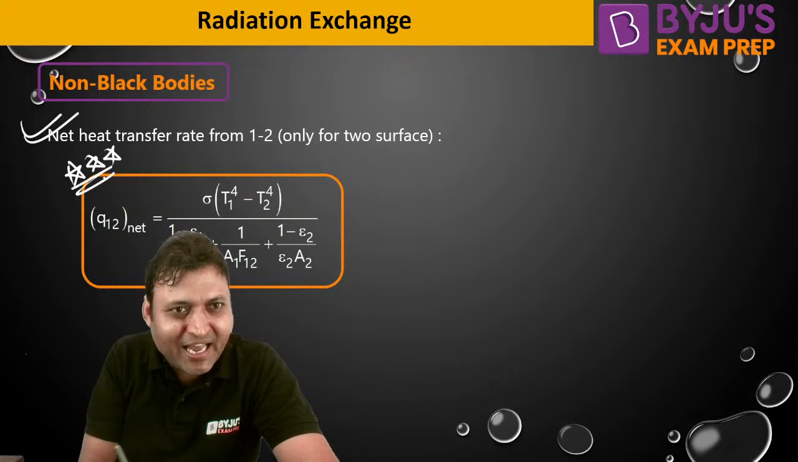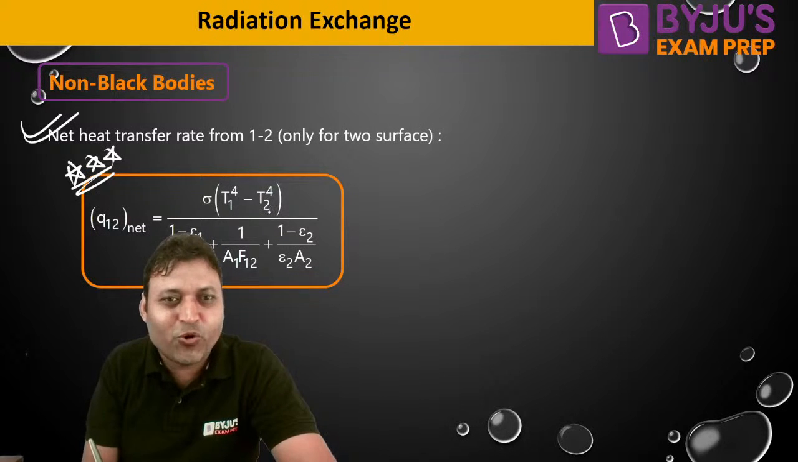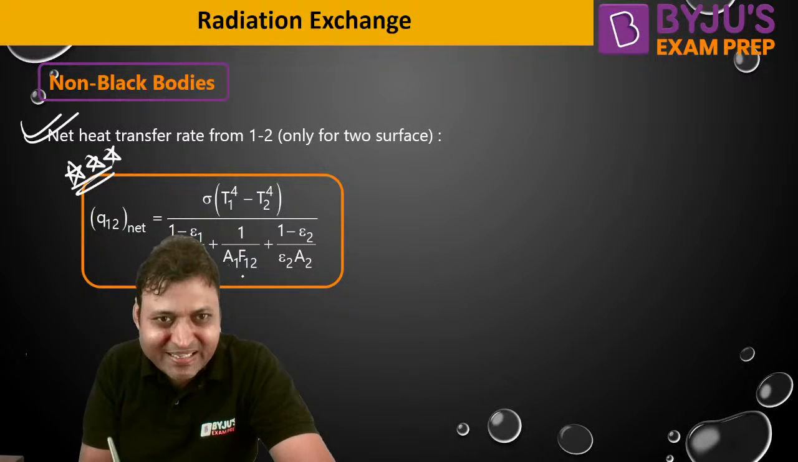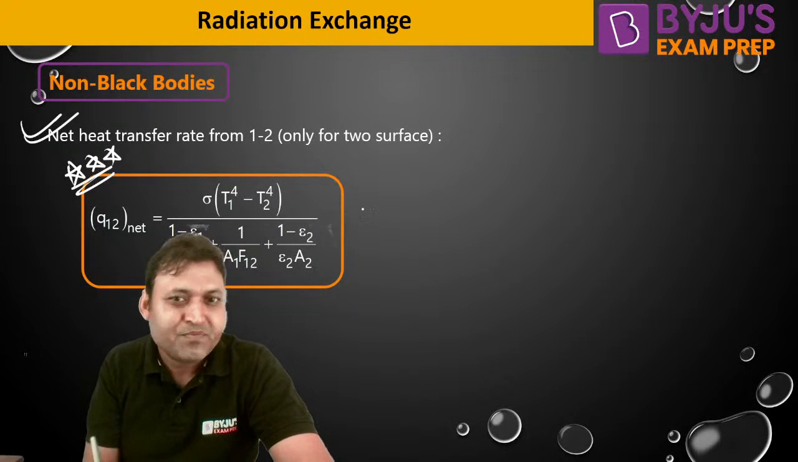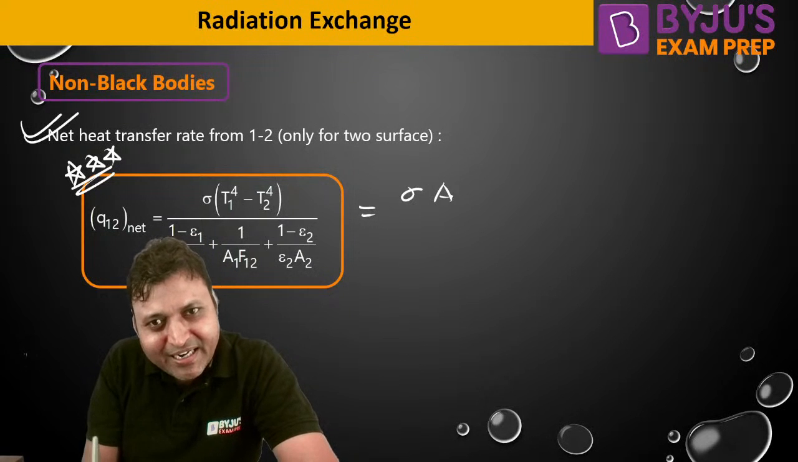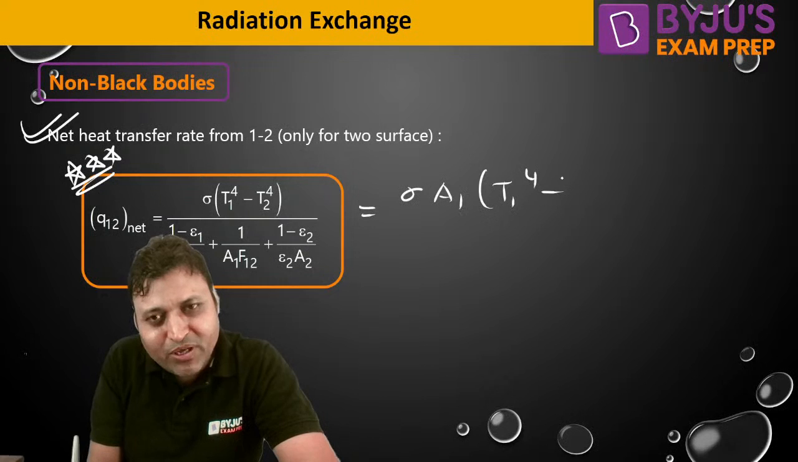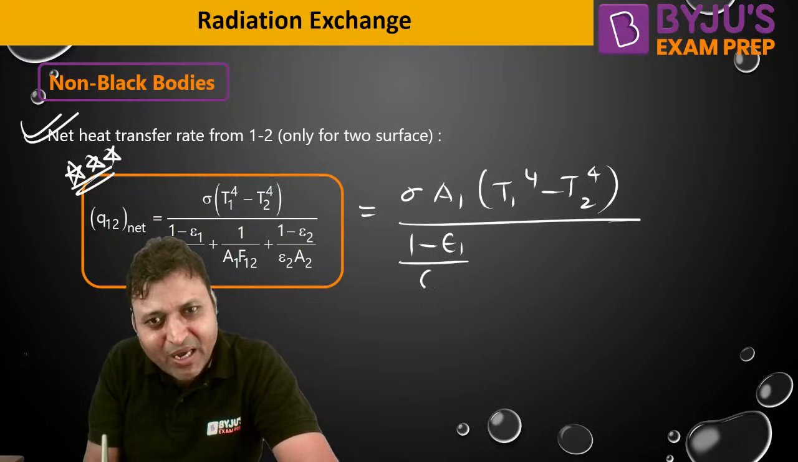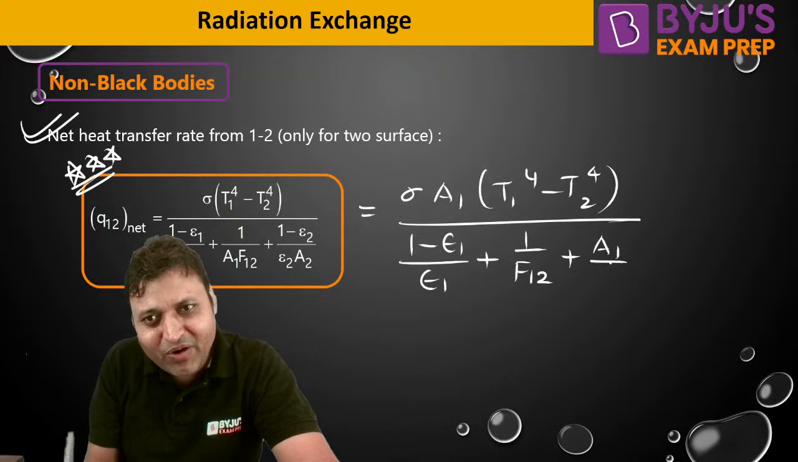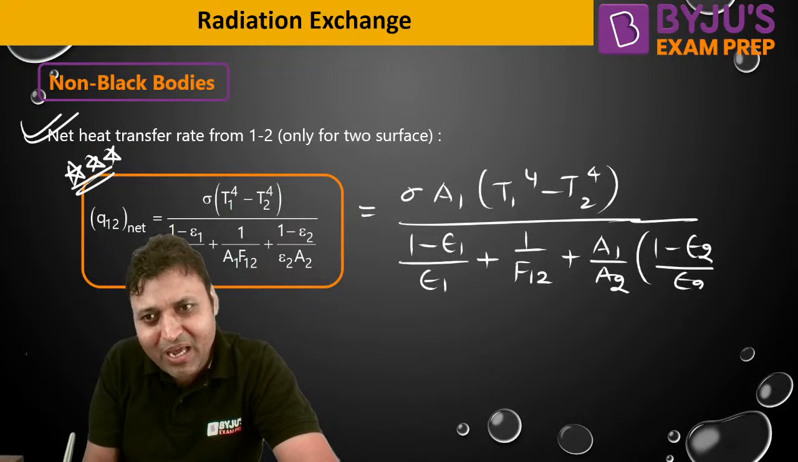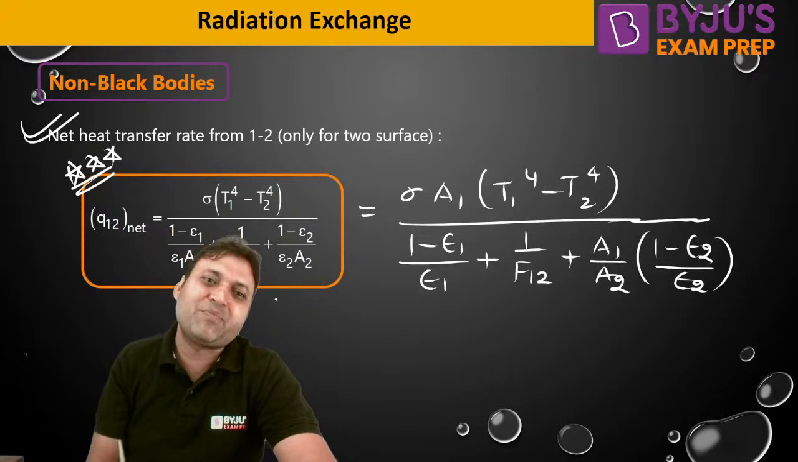Q122 net can be written as sigma into T1 to the power 4 minus T2 to the power 4, divided by R1 plus R122 plus R2. Or we can multiply and divide by area A1. So we can write it as sigma into A1 into T1 to the power 4 minus T2 to the power 4, upon (1 minus epsilon 1) upon epsilon 1 plus 1 upon F122 plus A1 by A2, these are the surface areas, into (1 minus epsilon 2) upon epsilon 2. This is how the expression can also be written.